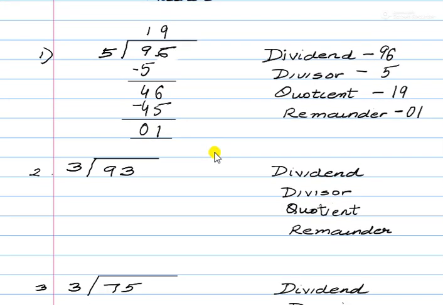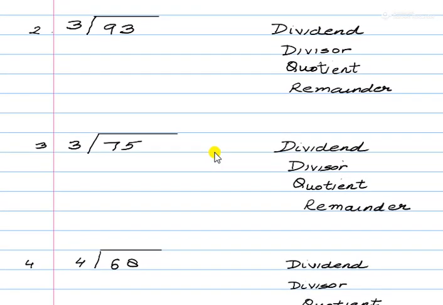Let's do the next sum. The next one is 93 divided by 3. So let's divide it. We will take the first digit 9 and divide it by 3 first. So 3 times 3 is 9. So we write 3 on the top minus 9. 9 minus 9 is 0. Bring down the next number 3. Again 3 times 1 is 3. We get remainder as a 0 here.